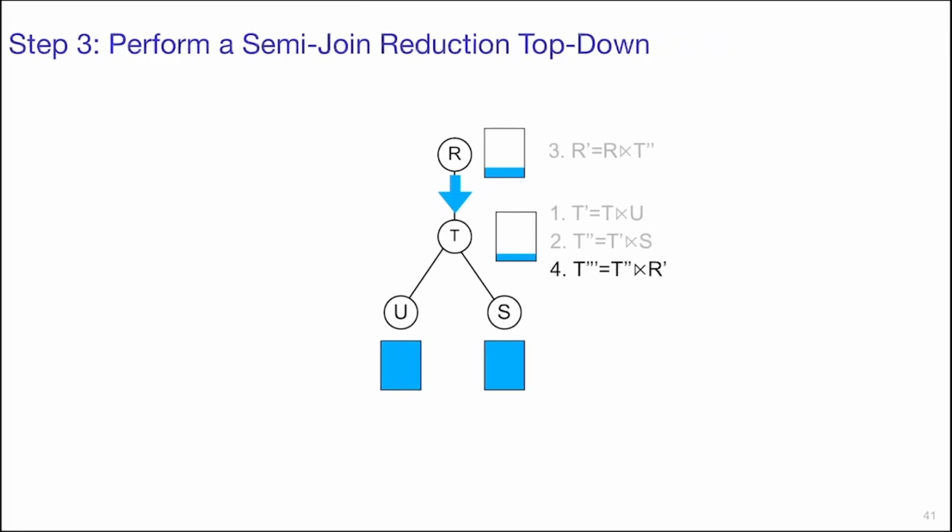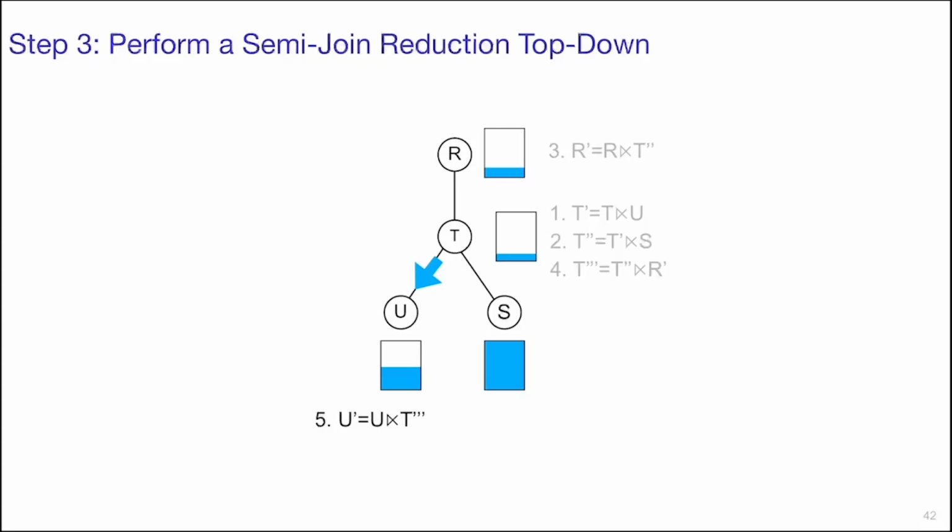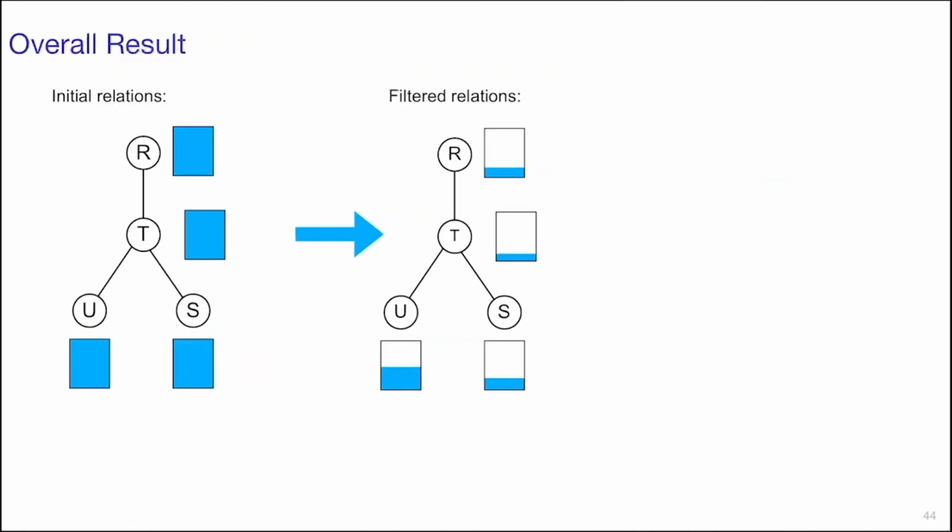Now, as R is reduced and was informed by all other relations, I compute a T prime prime prime, or T prime 3, however you name that, reducing T with the results from R. Then I reduce U again with all of these results, and I reduce S again with all of these results. The result of that is the filtered relations, and that's exactly the result we want. That's a sub-database: four relations containing just the tuples that take part in that join. That's called the Yannakakis algorithm.